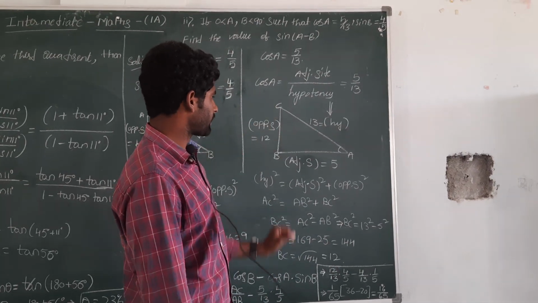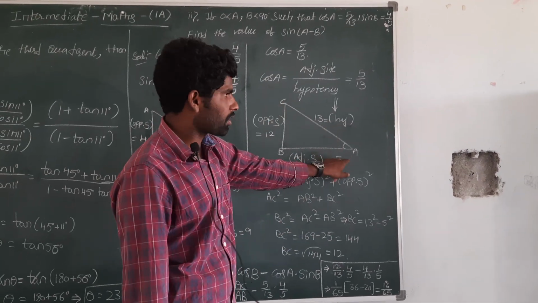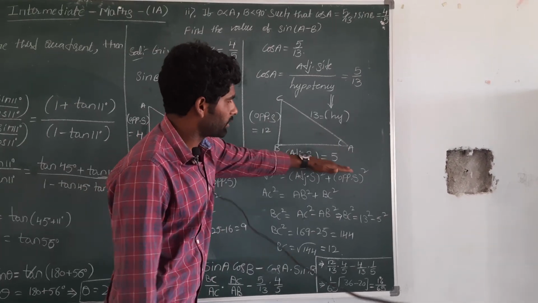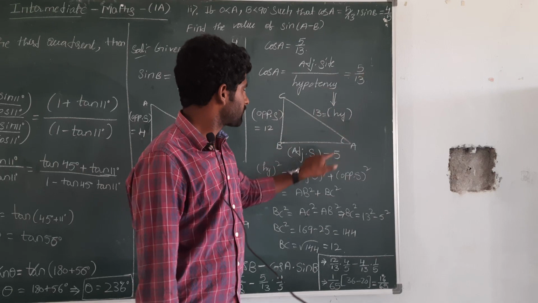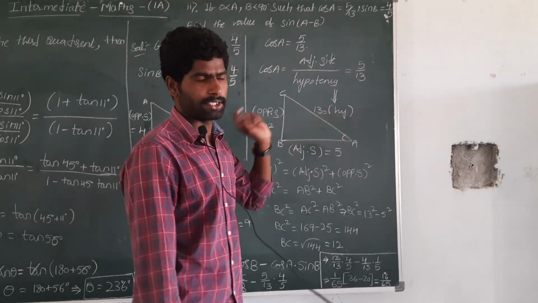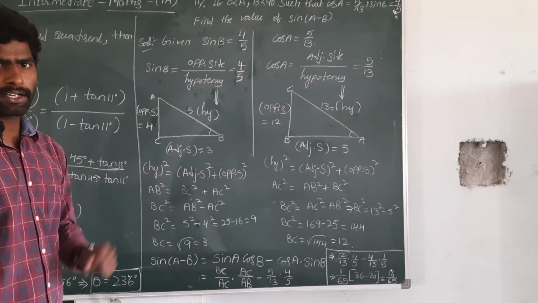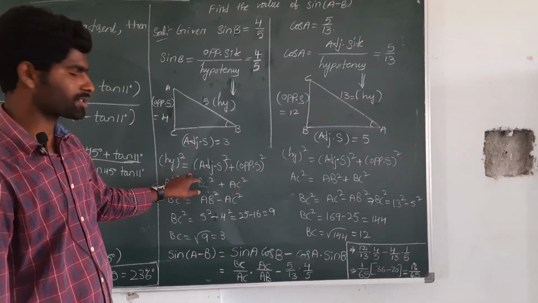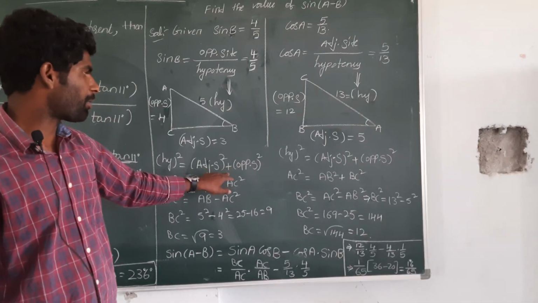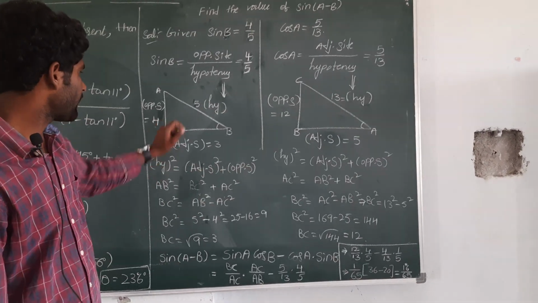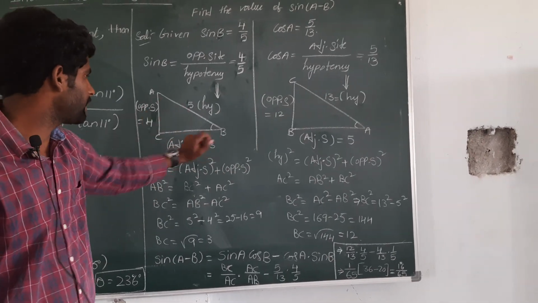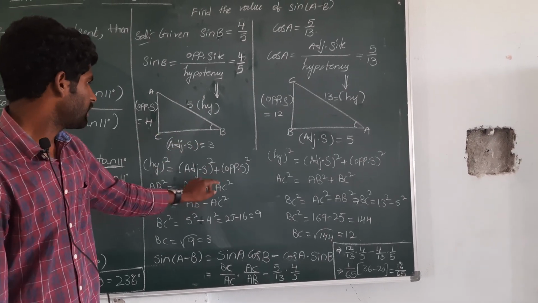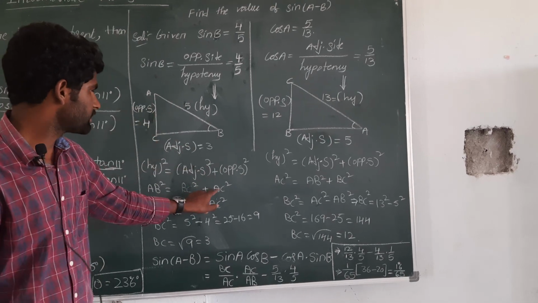So we take a right angle triangle. Here the angle is A. From A, the opposite side is this, and the adjacent side is this one. So adjacent side value is 5, hypotenuse value is 13. Let us use the Pythagoras theorem. The formula is hypotenuse square equals adjacent side square plus opposite side square. From the triangle, hypotenuse is AB square, adjacent side is BC square, opposite side is AC square.